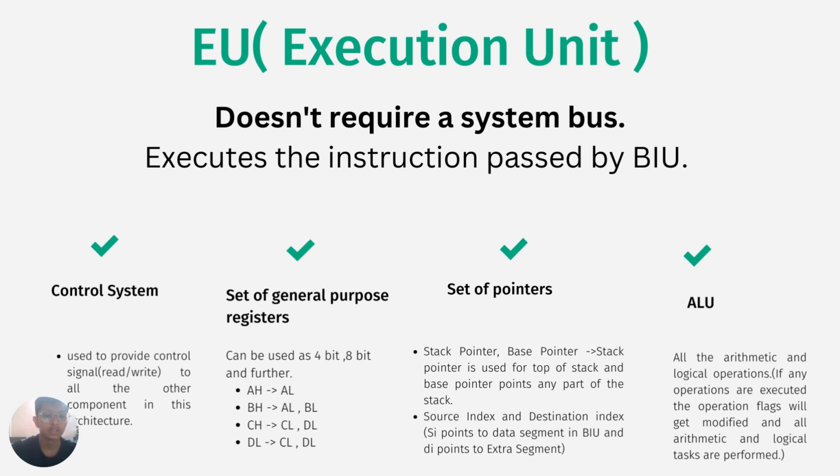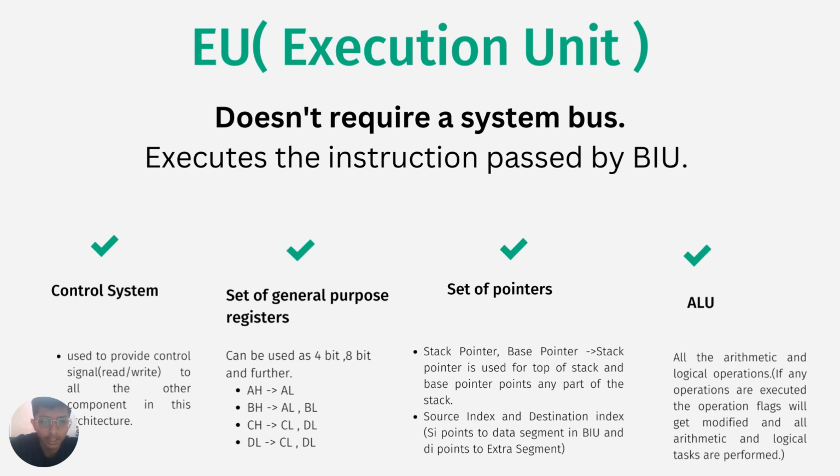Now AH, BH, CH, and DH are registers, and AL, BL, CL, DL are the pointers, or we can say helping registers in some kind, for moving or accessing the data into AH, BH, CH, and DH. Then there is a set of pointers in which there is a stack pointer and base pointer. The stack pointer is used for the top of stack, and the base pointer points to any part of the stack. Then source index and destination index.